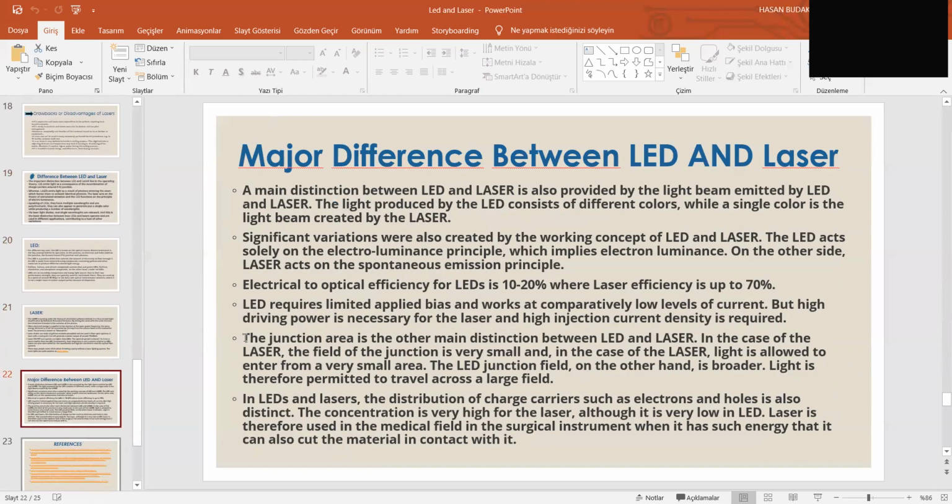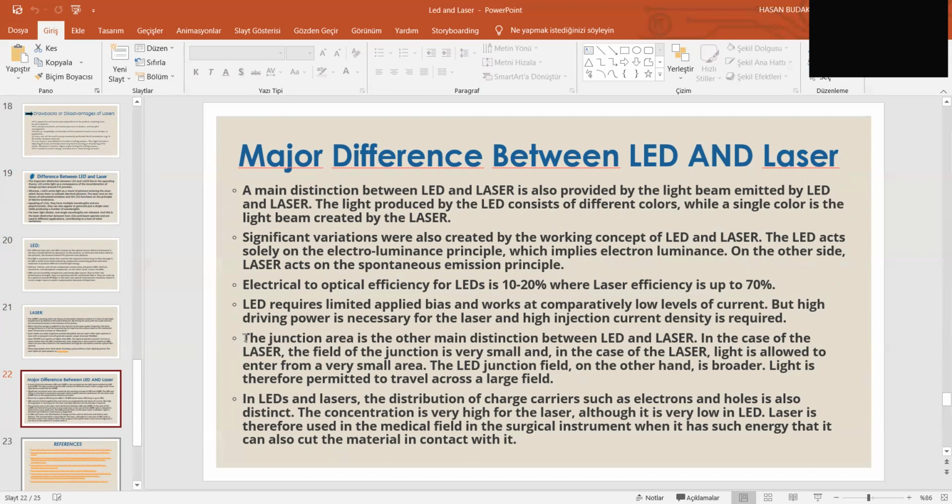Major differences between LED and lasers. A distinction between LED and laser is also provided by the light beam emitted. The light produced by the LED consists of different colors, while a single color is the light beam created by the laser. Significant variations were also created by the working concepts of LED and laser. The LED acts solely on the electroluminescence principle, which implies electron luminance. On the other side, laser acts on the stimulated emission principle.